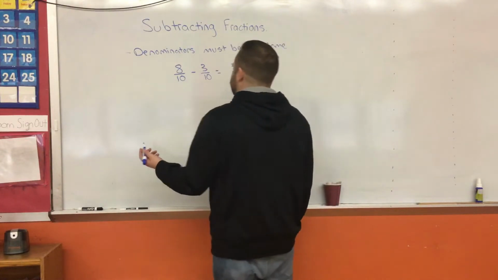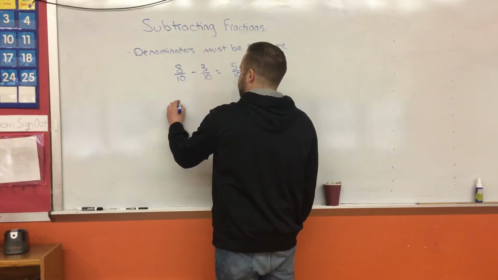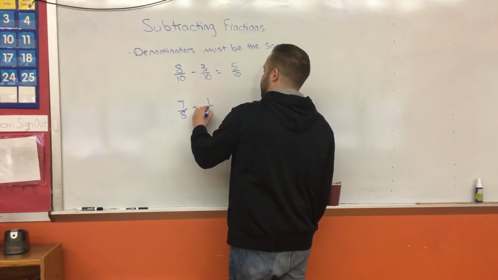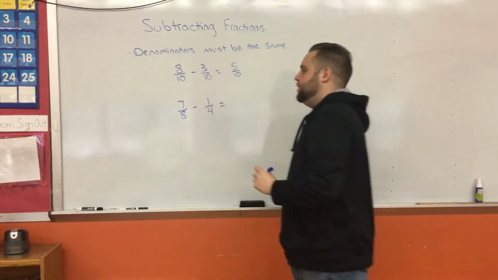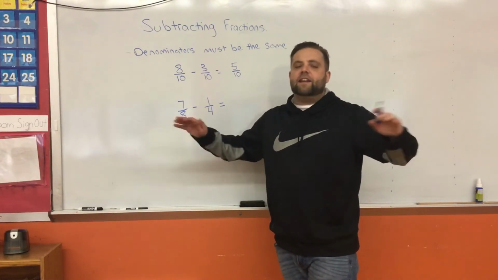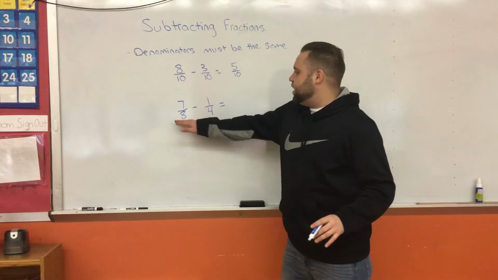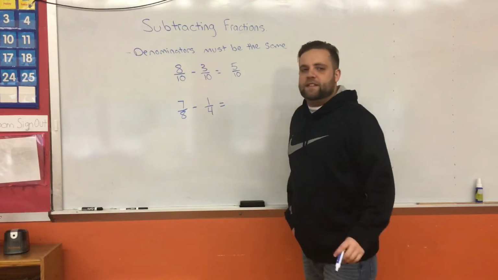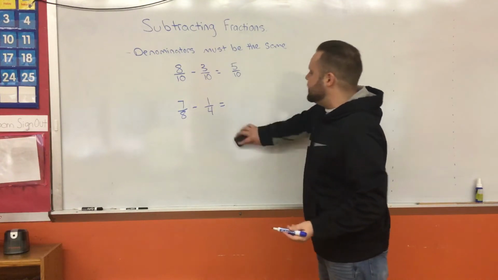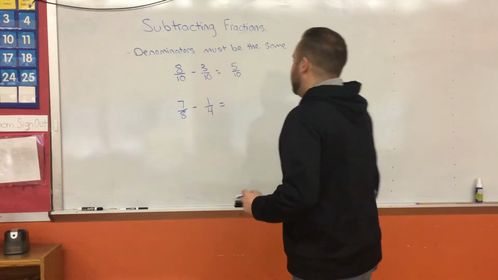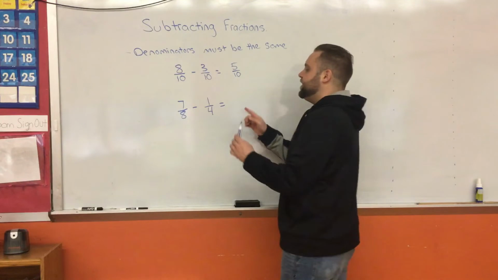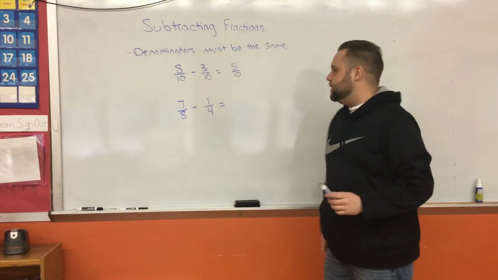Now, if you're given a question such as, let's say 7/8 minus 1/4, that's where it gets tricky, and you cannot just say, oh, I'm going to do 8 minus 4 and 7 minus 1, and then that's it, and the answer is 6/4. No, that's a fraction greater than 1. That makes no sense. Can't do that. So what I'm going to show you is how you can get the denominators or the units the same.